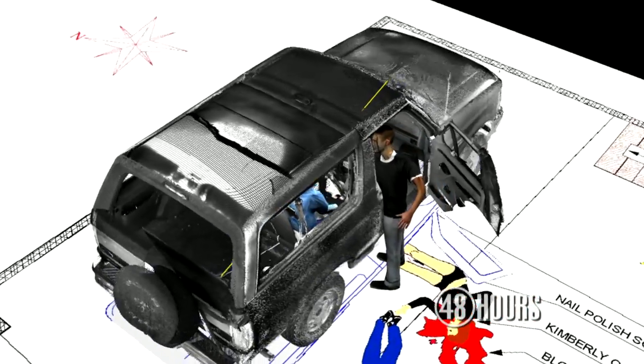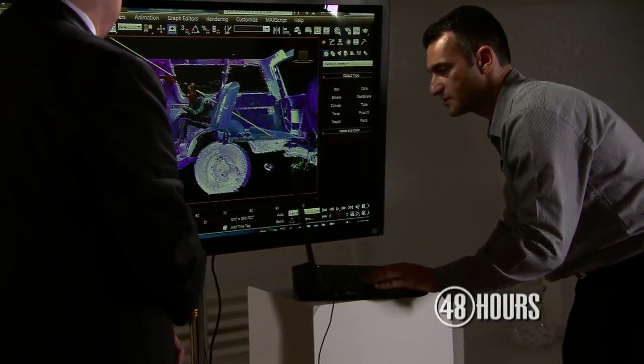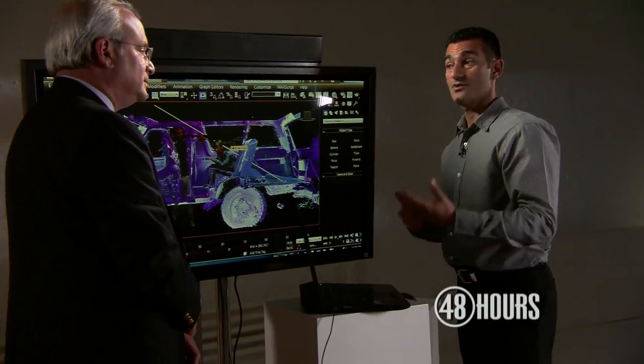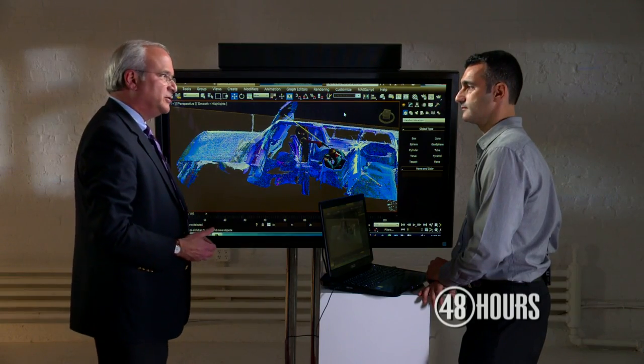This technology allows you to look at how many angles? I guess every angle. Yeah, it's very useful to use 3D as part of a reconstruction because you can run a whole number of different scenarios. You can talk about trajectories, you can talk about angles. It's almost a way of bringing a killing to life, if you will. Well, yeah, bringing it into the courtroom anyway, and having the jurors really understand what may have happened.